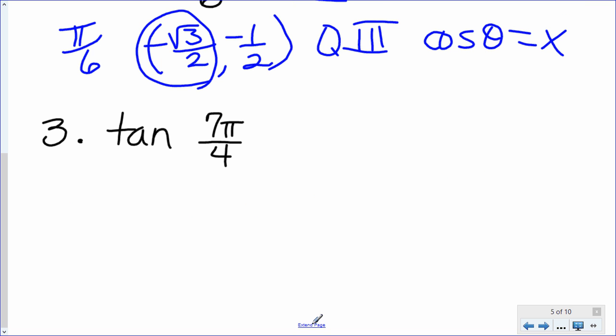All right, let's look at tangent of 7 pi over 4. Again, we're trying to figure out what that is equal to. Start with your reference angle. The reference angle is pi over 4.